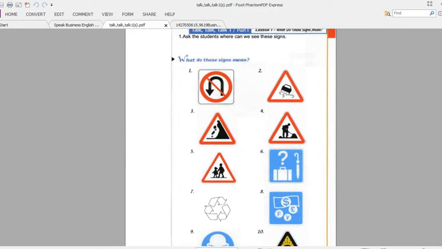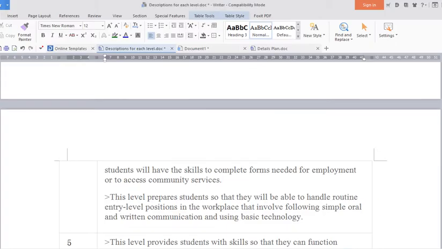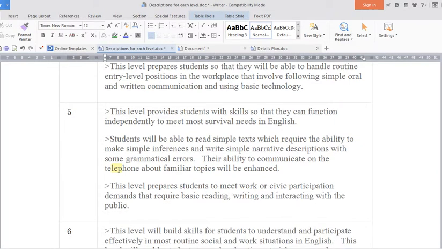Next, we have level 5. For level 5, this level provides students with skills so that they can function independently to meet most survival needs in English. Students will be able to read simple text, which requires the ability to make simple inferences, and write simple narrative descriptions with some grammatical errors. Their ability to communicate on the telephone about familiar topics will be enhanced.